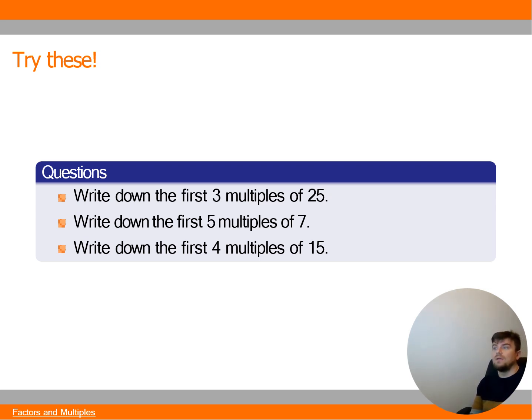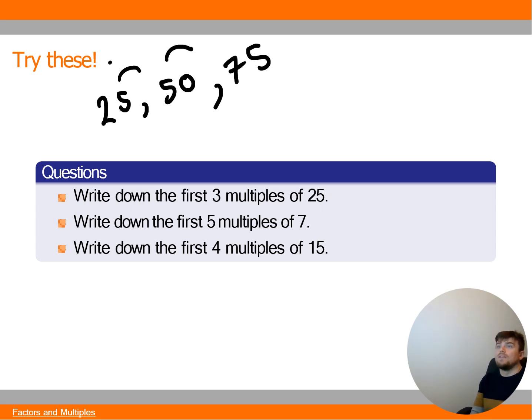So write down the first multiples of 25. So we've got 25 times 1, which is 25. Then we've got 25 times 2, which is 50. 25 times 3, which is 75. Or we're adding 25 each time.